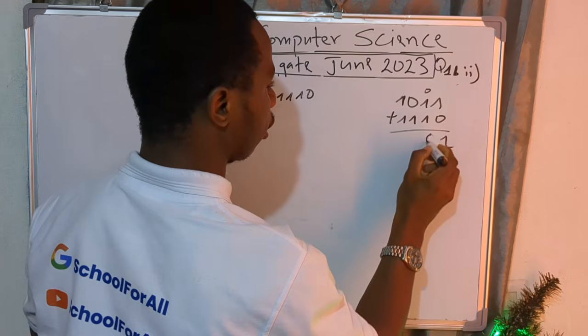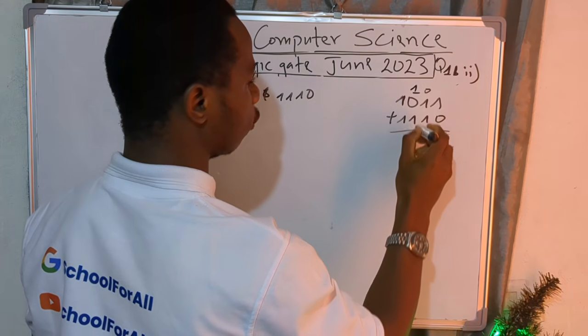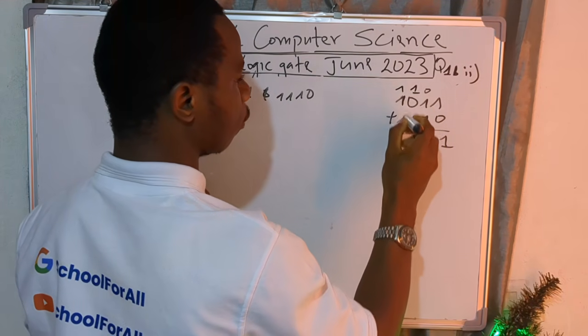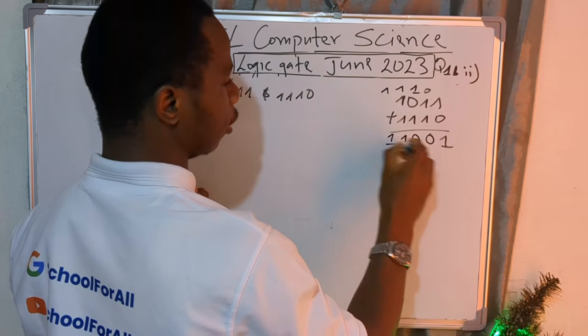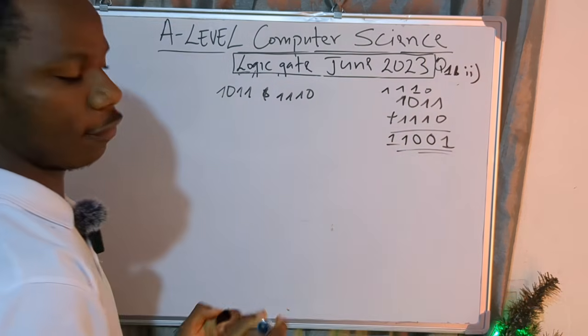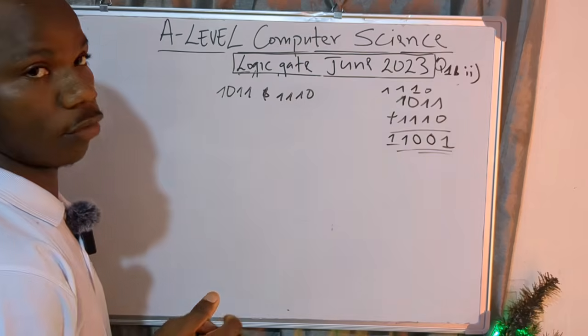You write your 0 here. And you carry 1. Now 1 plus 0 plus 1 is still 0 and carry 1. 1 plus 1 plus 1 is what? 1 and carry 1. You bring down the 1. This is the final answer. So do it like that first before you start drawing. The secret. Take note of that.